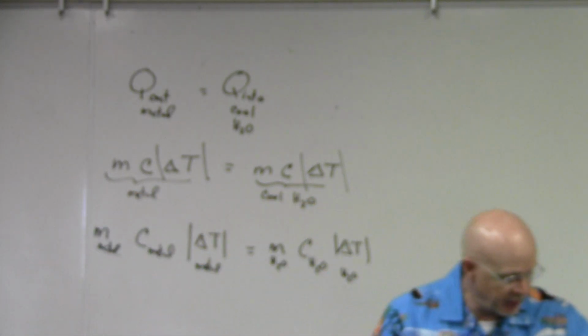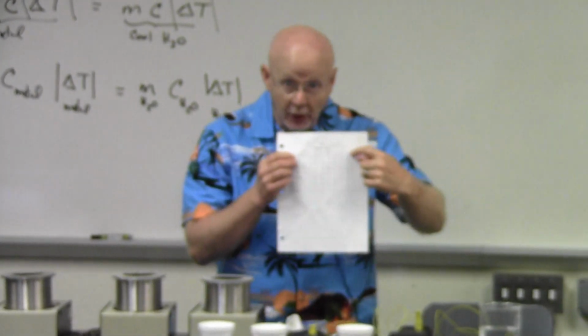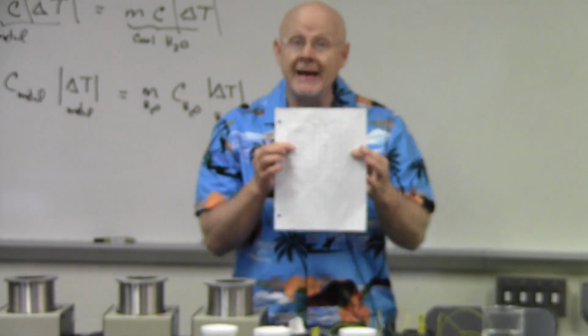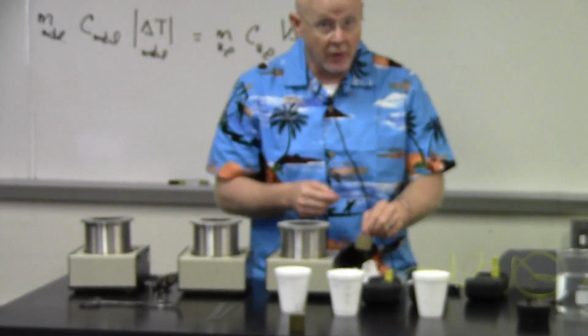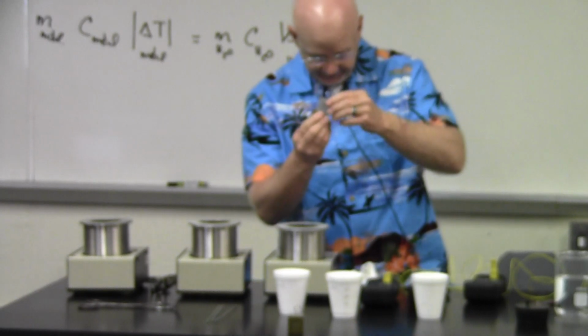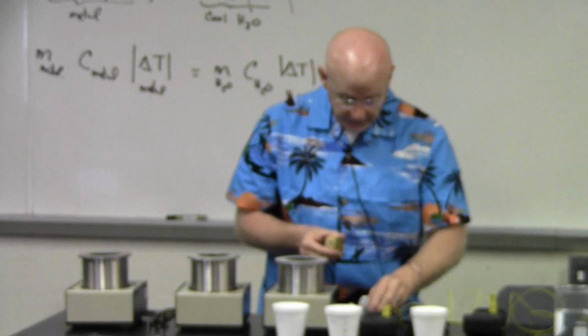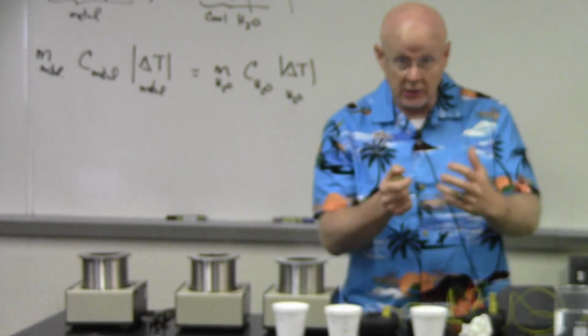And so if I grab your little worksheet here, you'll see that in the very top row, it says, what metal do you have? And here's what we're going to do in this order. We're going to do brass, then we're going to do aluminum, and then we're going to do lead. Okay? So, right across there, brass, aluminum, and lead.